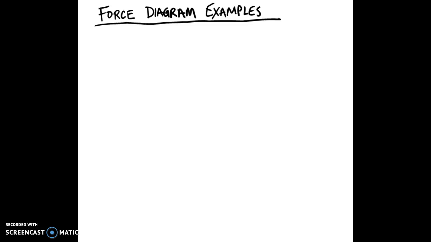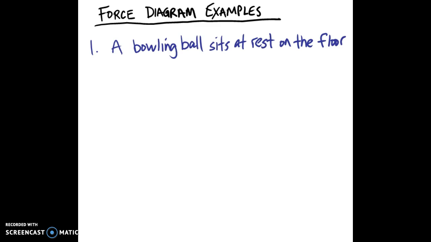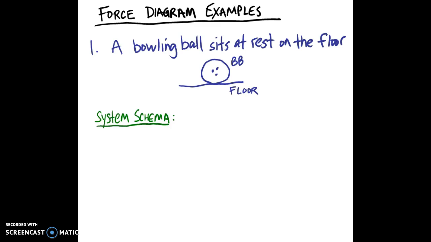Here are our first force diagram examples from class. In the first example, a bowling ball sits at rest on the floor. There's the bowling ball, and there's the floor. To make a force diagram easy, it's best to make a system schema to get all the thinking done about what objects there are and what interactions are taking place, what forces there are.